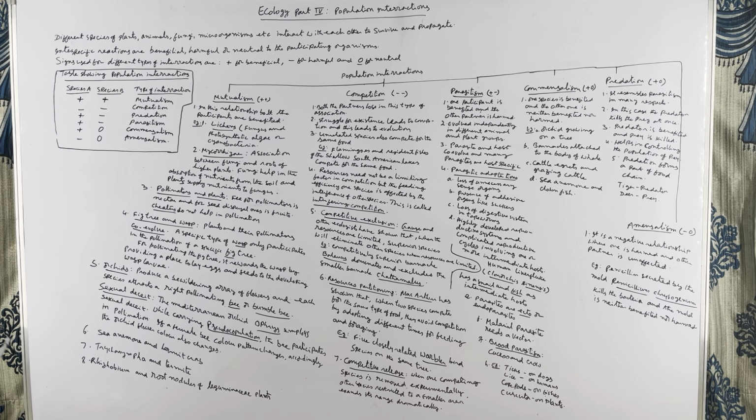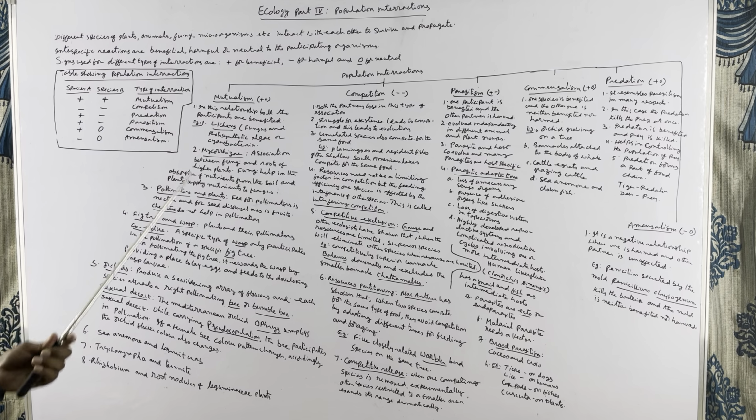Then commensalism. In commensalism, one species is benefited and the other species is neither benefited nor harmed. In amensalism, one species is destroyed or harmed and the other species is neither benefited nor harmed. So in this way, there are 6 types of associations among different types of organisms. First, let us take up mutualism. In mutualism, both the participating species are benefited and no one is harmed.